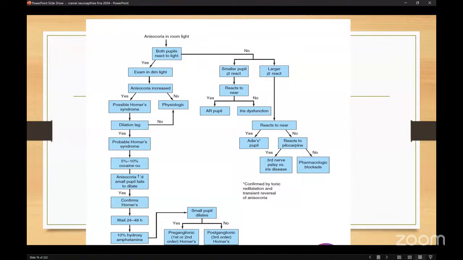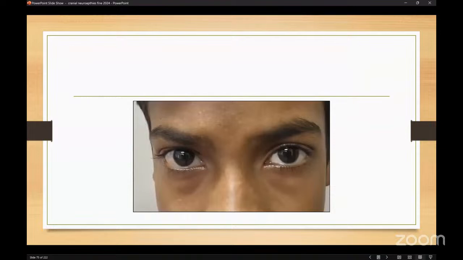So how do you confirm that it's a Horner? You put 5% cocaine, and the pupil doesn't dilate. That confirms the Horner's. Then you put 1% hydroxyamphetamine, and then the pupil dilates. That means there is a Horner, but it is because of first and second order neuron involvement. And if it still doesn't dilate, and you put apraclonidine and it dilates, then it is third order Horner's. Has anybody understood this?